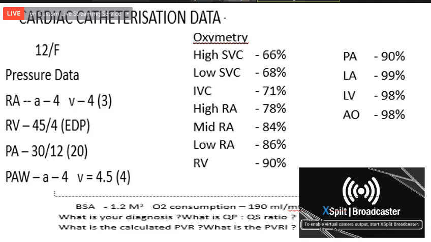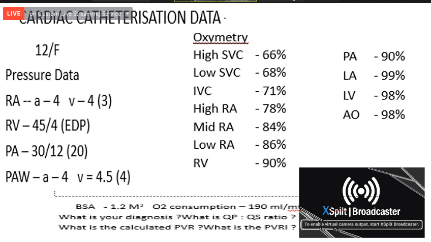Yes. Now, pressure data, somebody should analyze. Somebody has started already. Continue. RV systolic pressure is high. RA pressure is normal. You are not mentioning where the shunt is. Is there a shunt here? No shunt. What is the mixed oxygen saturation? Shunt is at the level of high right atrium to mid right atrium.